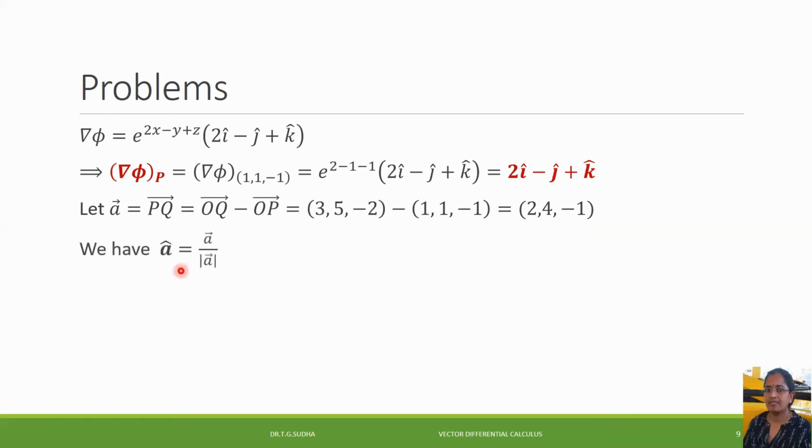Now let us find the unit vector A cap, which is given by A by magnitude of A. So A is 2i plus 4j minus k, and magnitude of A is root of 2 square, that is 4, plus 4 square, that is 16, plus minus 1 square, that is 1. So we get root 21. So 2i plus 4j minus k divided by root 21 is A cap.